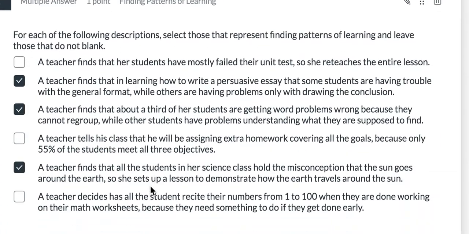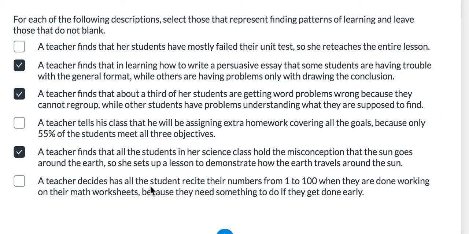So that's what the key idea is, what you should be focused on. For the second one: for each of the following descriptions, select those that represent finding patterns of learning and leave those that do not blank. There are two different patterns that we can look at, right? One is quantitative patterns, one is qualitative patterns. You're going to learn more about that this week. Quantitative patterns are just how many students met each objective and to what degree. And qualitative patterns are why did they fail, or how are they succeeding or exceeding expectations, and so on.